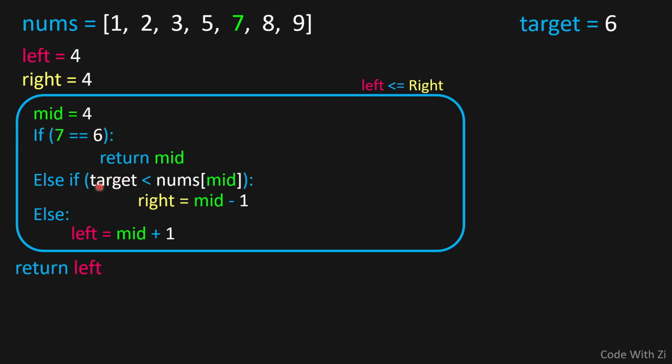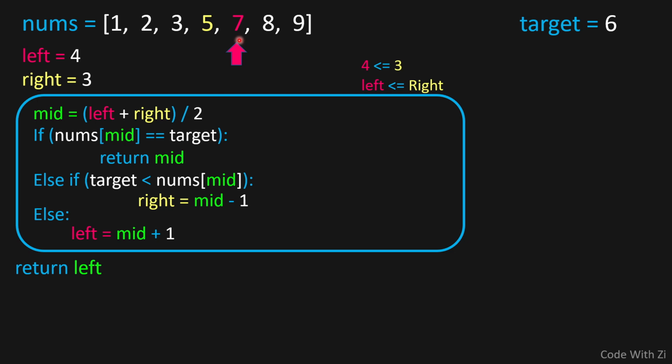Is this target, which is 6, smaller than nums of mid, which is 7? Well, yeah, this statement is correct. So we're gonna get inside of this else if, and we're gonna say right should be equal to middle, which is currently 4, minus 1. So 4 minus 1, that's gonna make right be equal to 3. And that's gonna make right be pointing to this number here. And then we wanna keep on looping, but left is 4 and right is 3. And this condition is not true anymore. So we're not gonna keep on looping and we're gonna return left, which is equal to 4, and this is gonna be the correct answer.